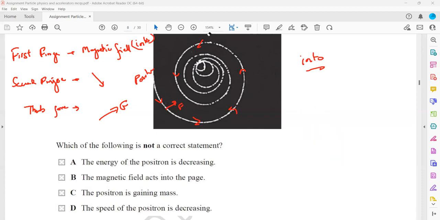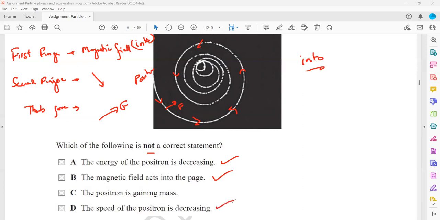So when we check the statements, which of the statements is not correct? The energy of the positron is decreasing. That's true because when it collides with a particle, it loses energy. As the particle moves from one place to another, its energy is decreasing. The magnetic field is into. When we apply the left hand rule, we'll work out that that's true. The positron is gaining mass. The positron does not gain any mass. How do we conclude that? Because the thickness of the track is decreasing.